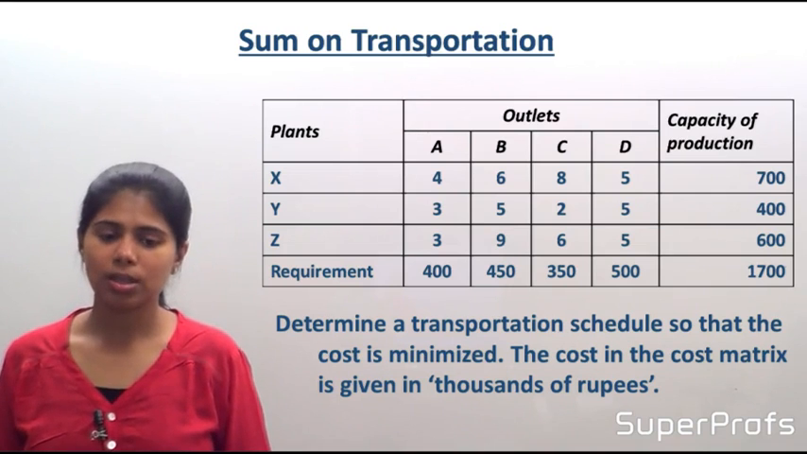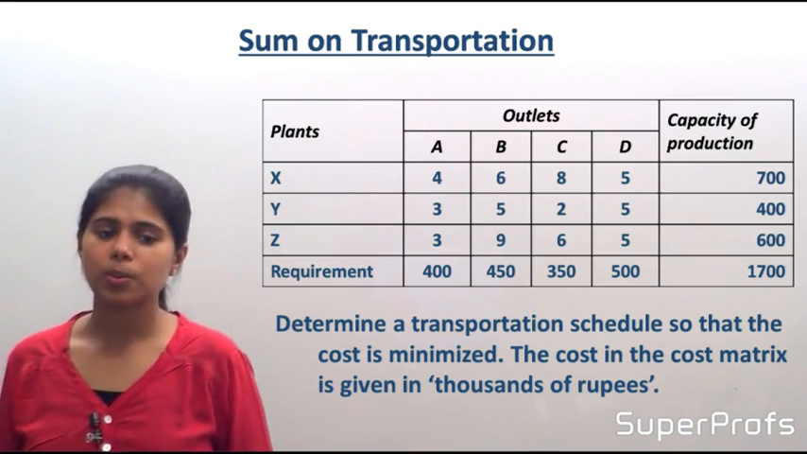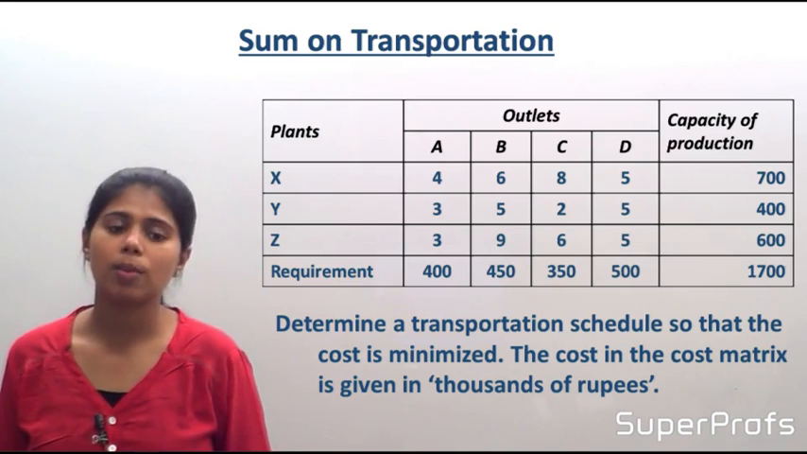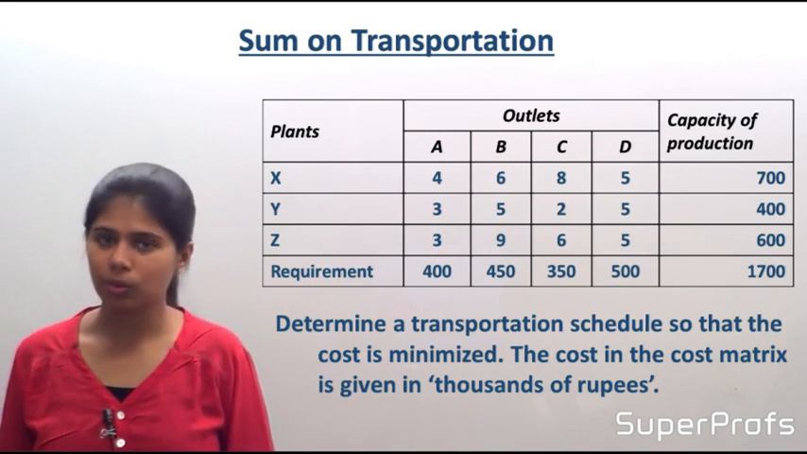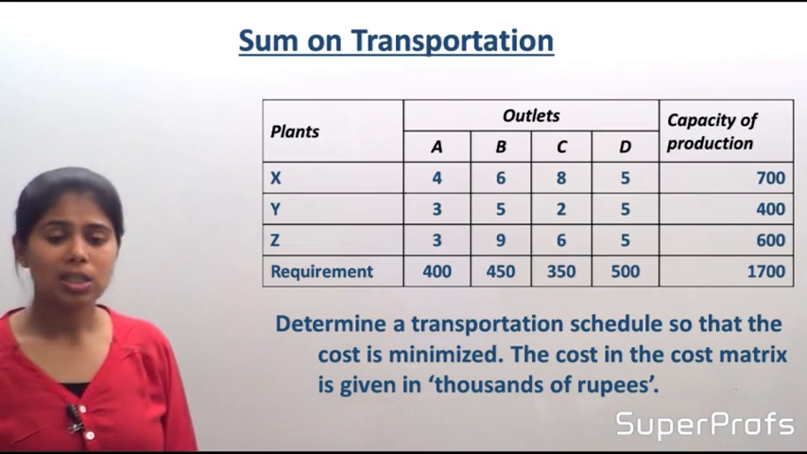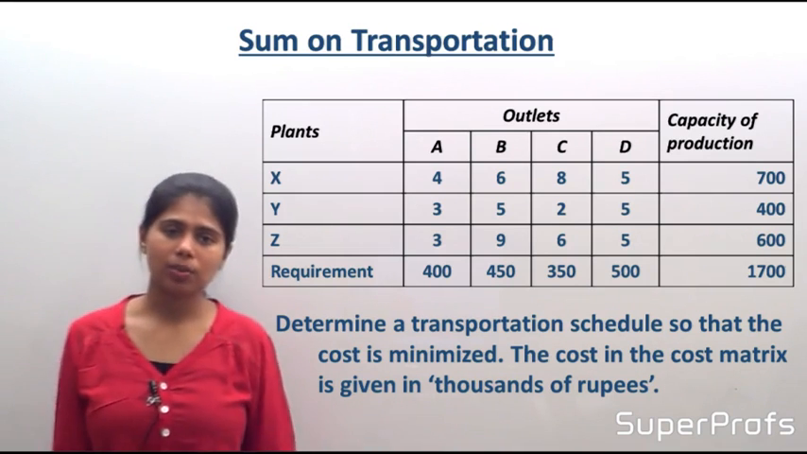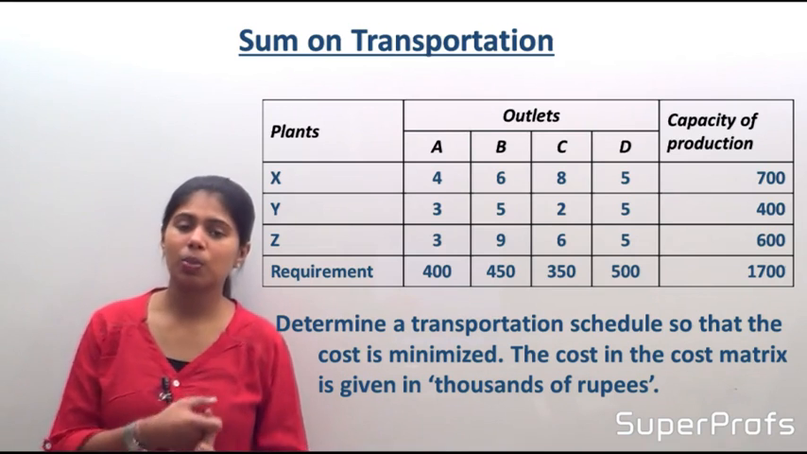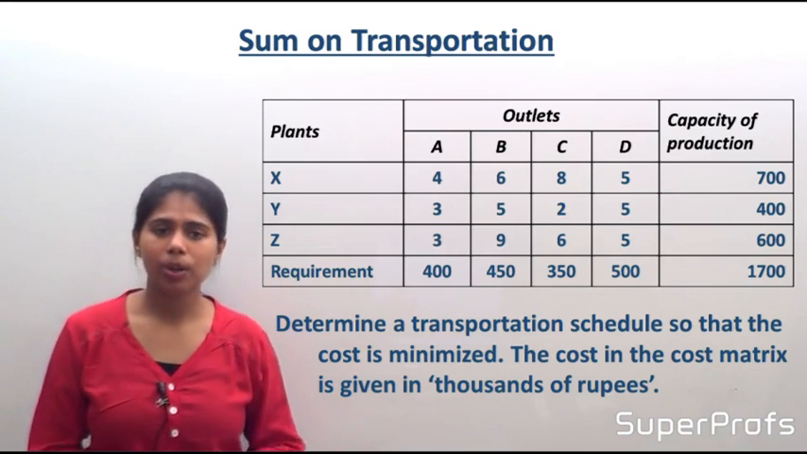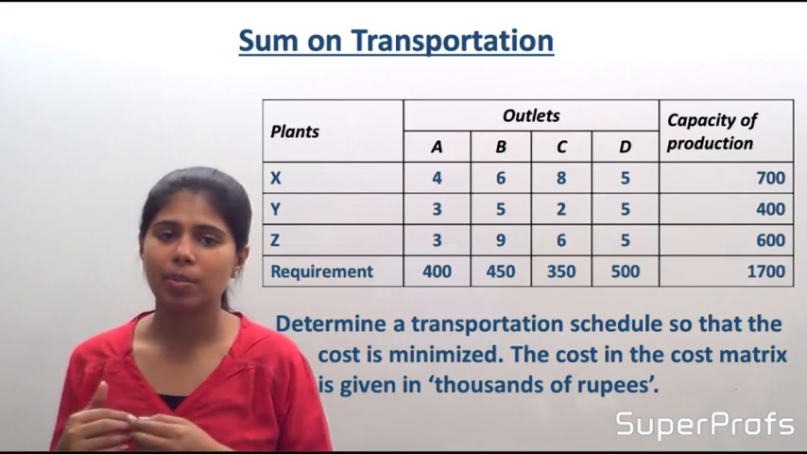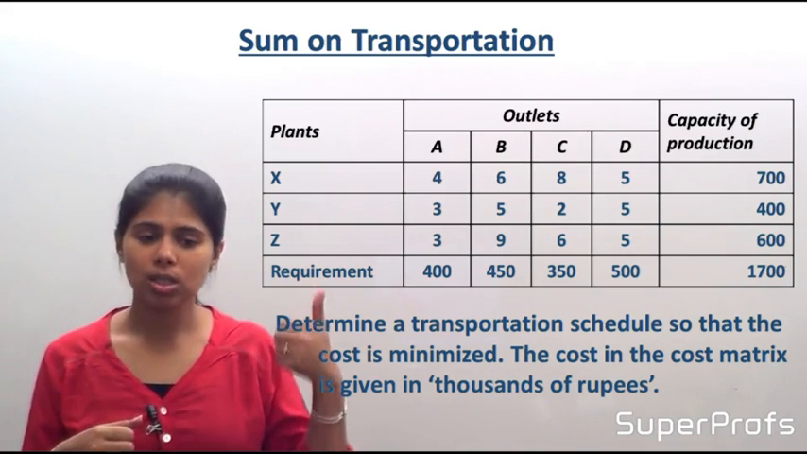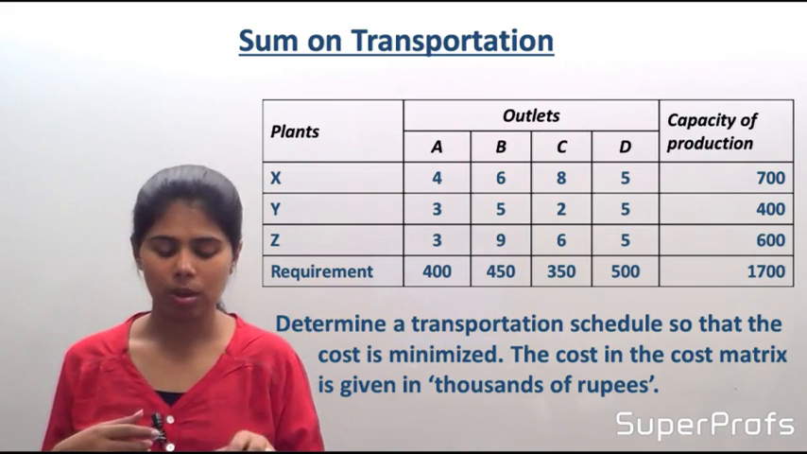So this is what is given, and we have to determine a transportation schedule so that the cost is minimized, and the cost given in the matrix over here is given in thousands of rupees. So this is the question. So what is the first thing that we will do? The first thing that we will do is a preliminary check. To check preliminary, the first thing that we do is we check if this is a minimization problem or not. So cost is given over here. So of course it is a minimization problem.